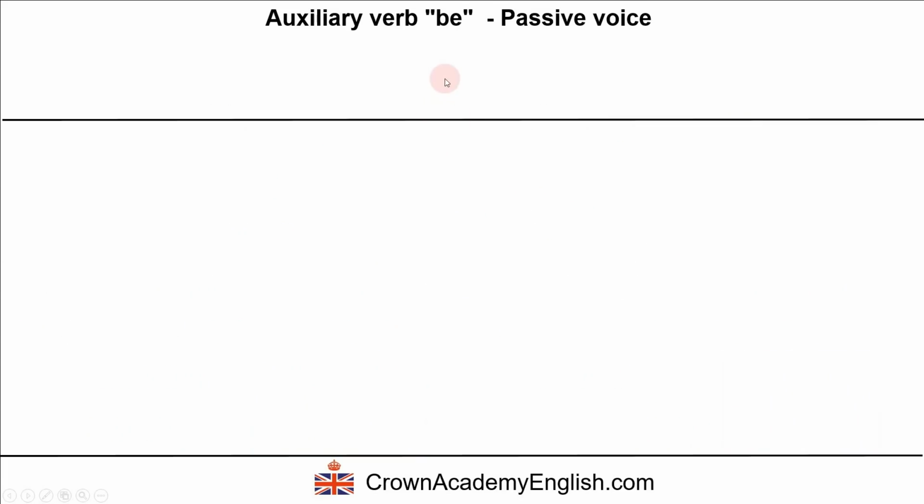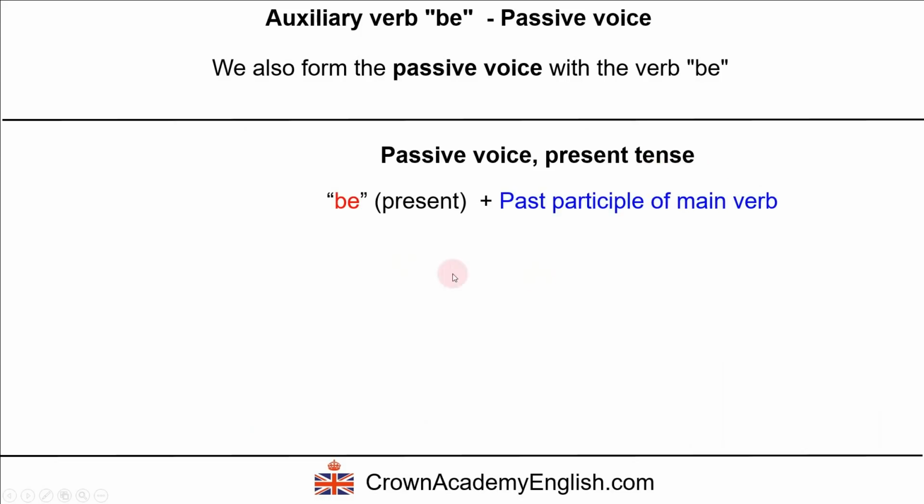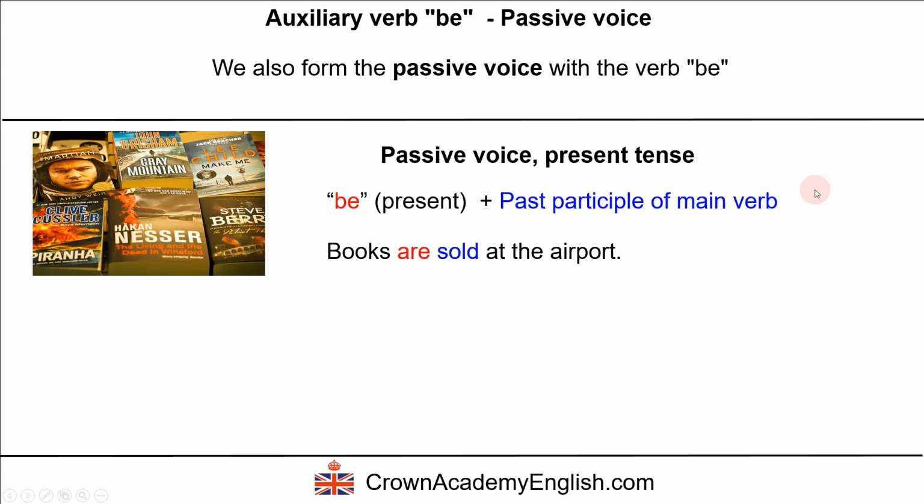The auxiliary verb be, the passive voice. So we also form the passive voice with the verb be. Here's an example of the passive voice in the present tense. The form is the verb be in the present tense, followed by the past participle of the main verb. Books are sold at the airport. So here we have the auxiliary verb be, and this is the past participle of the main verb.